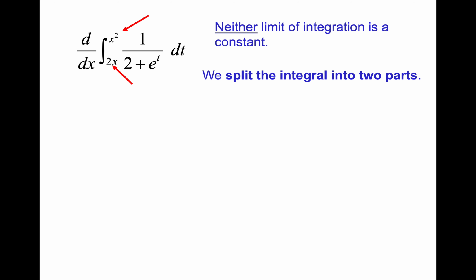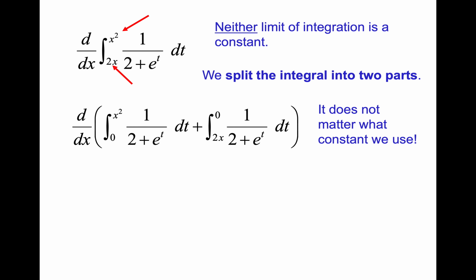So on this example, notice that neither one of them is a constant. So there's a trick to these. We can still use our plugging in method. We split the integral into two parts. Typically 0 is used, but it doesn't matter what constant we use. You could go from 2 to x squared and from 2x to 2. It doesn't matter, but 0 is a lot of times what's picked. But notice, following the rules for adding integrals, if you added these two integrals together, from 0 to x squared and from 2x to 0, you get the integral from 2x to x squared. So that's what you do.